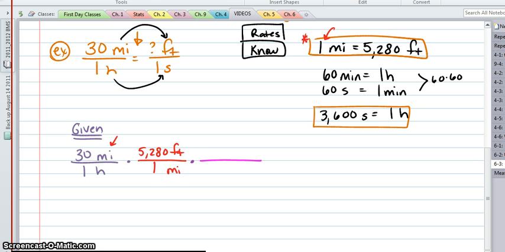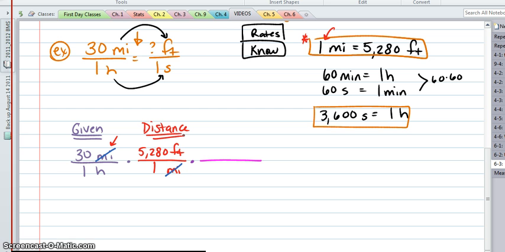I want those miles to cancel out. So 1 mile to 5280 feet will be set up in this fashion. And when we multiply 30 by 5,280, we will get that conversion of how many feet there are in 30 miles. So that was our distance. I'll just label that distance.